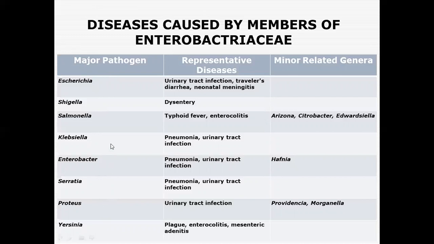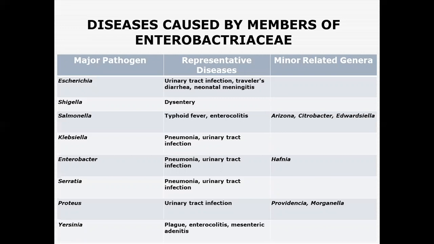Now, if you look at the Escherichia, the representative diseases, the UTI infection is very, very common with Escherichia, particularly Escherichia coli. It also causes traveler's diarrhea, and it is one of the two most important organisms that cause neonatal meningitis. So Escherichia causes neonatal meningitis, traveler's diarrhea, and UTI. Now, the foremost common cause of neonatal meningitis is Neisseria meningitidis, and this is the second most important organism.